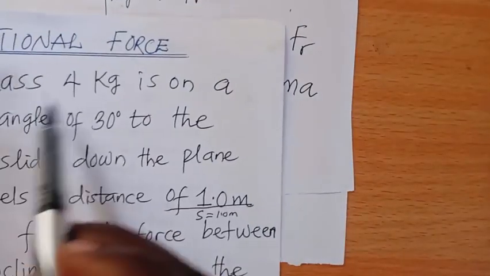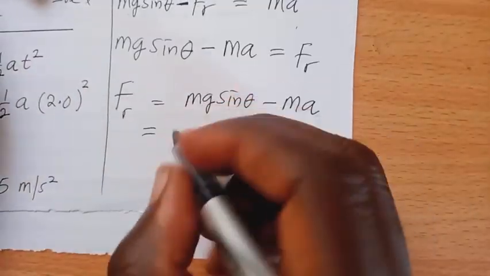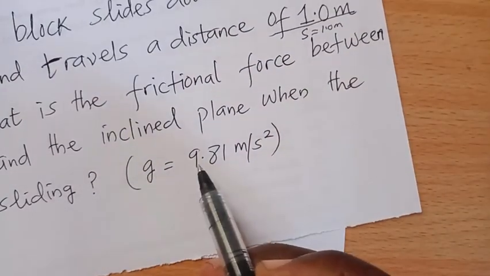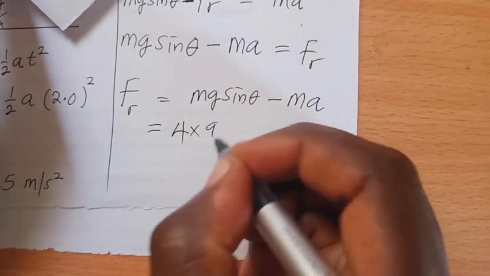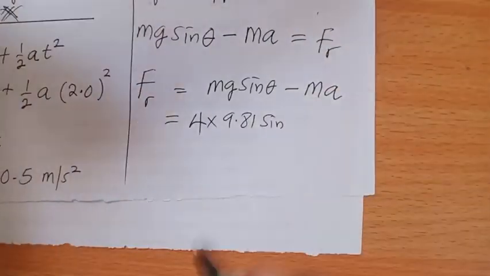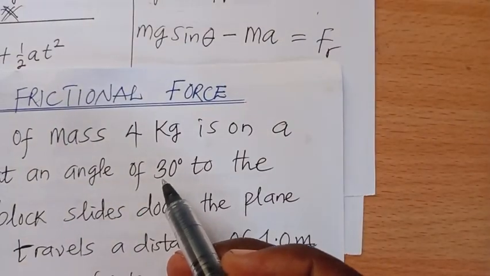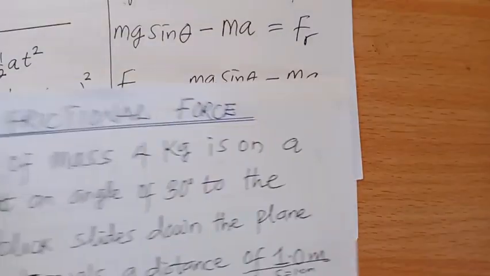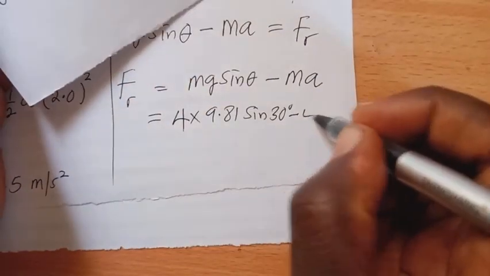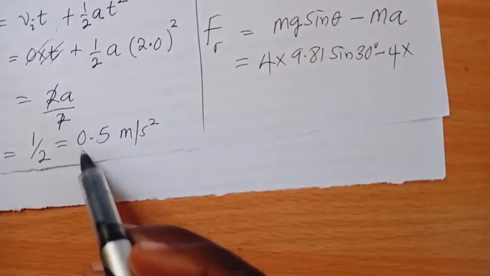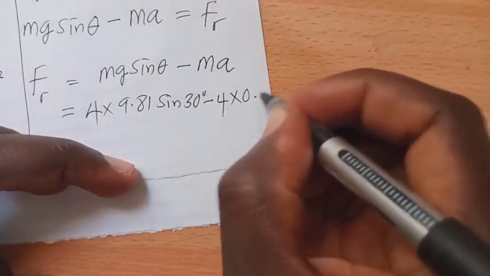My m from the problem, they say 4 kilograms, so I will write 4 here, multiplied by g. They say take g as 9.81, so I will say 9.81, sine theta, and my theta, you see, is 30 degrees, so the angle is 30 degrees, minus m, again my m, 4 kilograms, so 4, multiplied by a, and my a, I got here, 0.5. A is equal to 0.5, so I will now say 0.5.